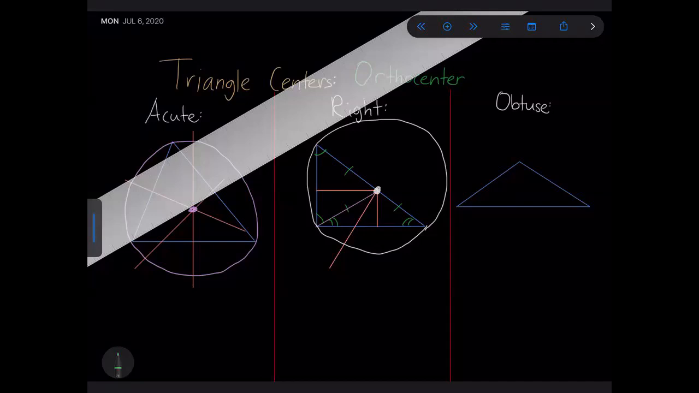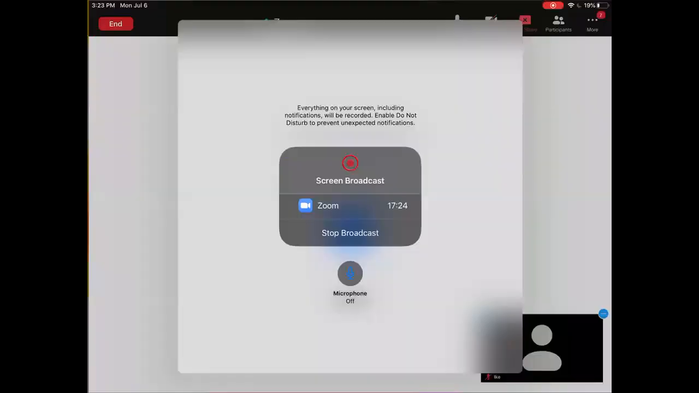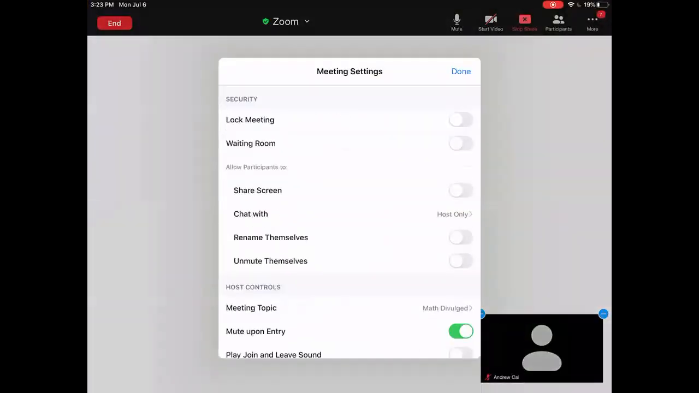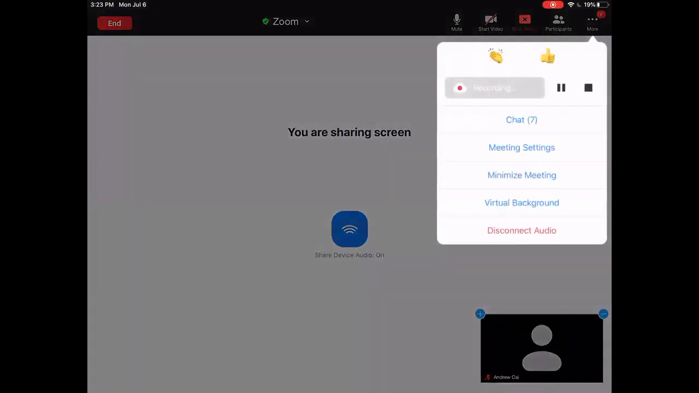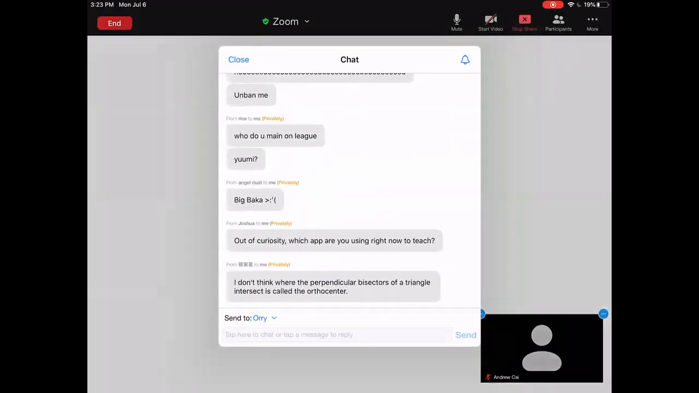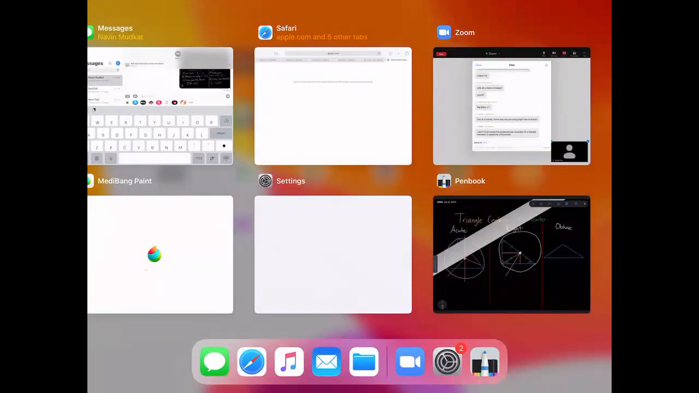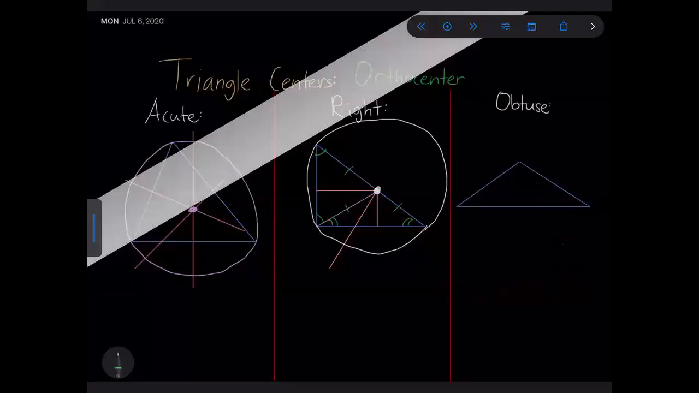And in this case, the orthocenter is on the triangle. Let me see. Is everyone getting this so far? Andrew, is there anything you want to say? Naveen, I think you got all the points on the nail. All right, seems good.